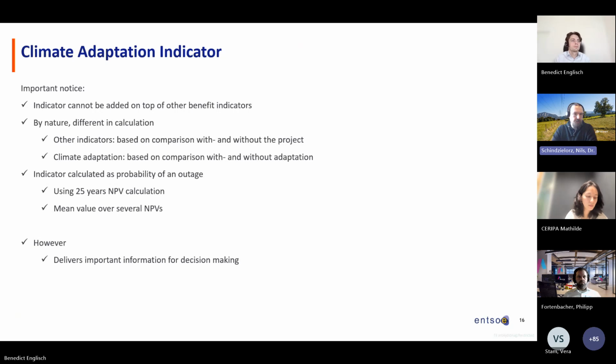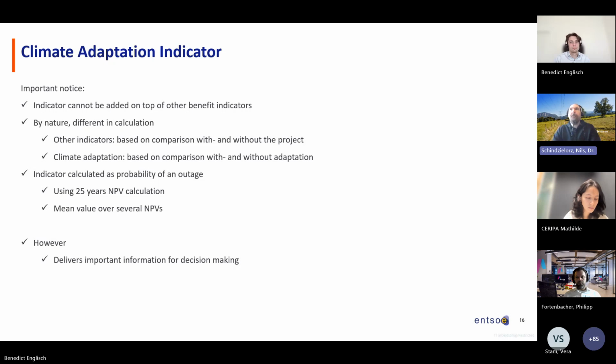There's another important notice on this indicator: it must not be seen as an addition to all of the other benefits that have been calculated. With the CBA guideline, as we used to do it in the past, and we are performing the same indicator calculations this time as well, we get a benefit that can also be calculated with an NPV approach. But this indicator, which is also just one number in the end, is the benefit of adapting the project for future climate hazards. But it must not be compared with the benefit, for example, from the SEV approach, because it has a different nature by definition.